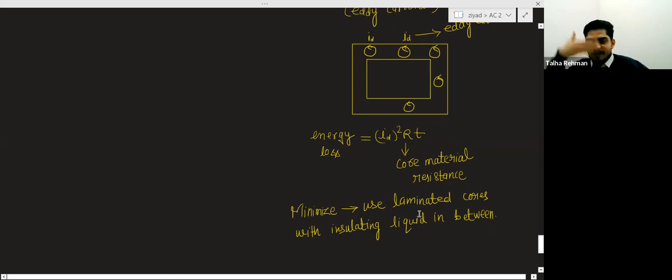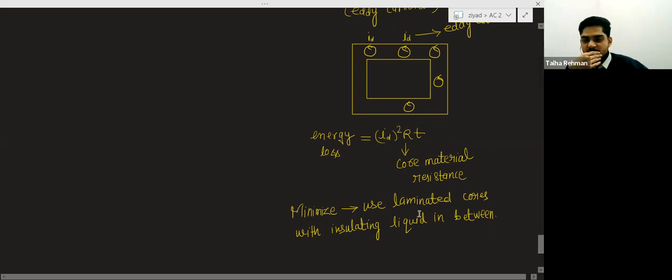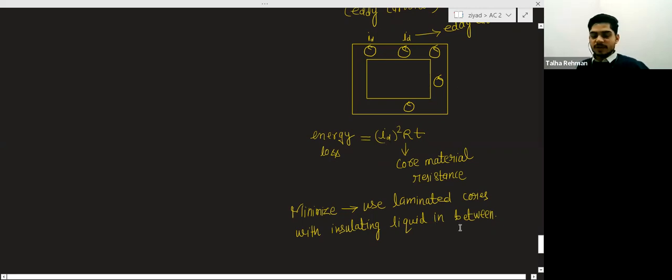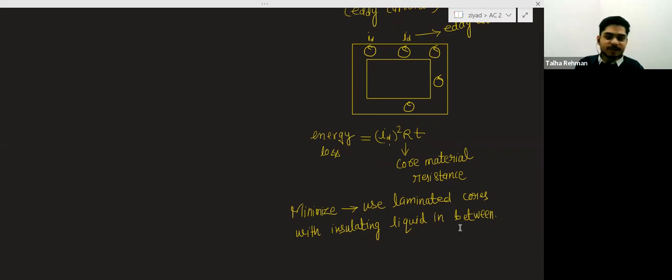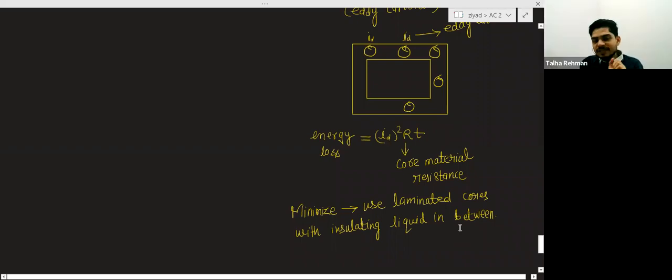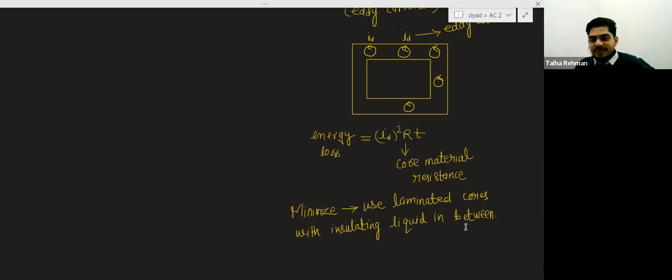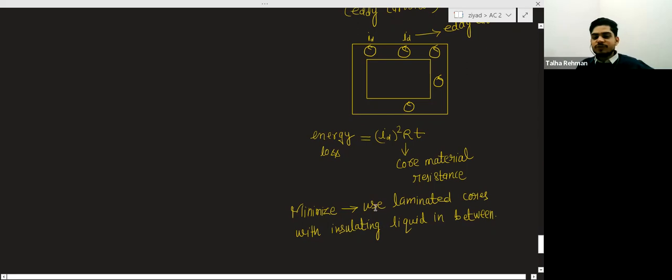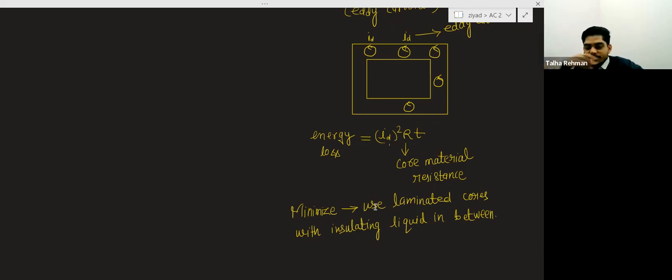Laminated core means in parts we will use the cores, with insulating liquid in between. We will use a laminated core like this. For example, like you can see the pages of your copy. These types of things we use. If you see the winding in actual, then you will get to know. So basically, what is the solution for eddy current losses? Use laminated cores with insulating liquid in between.